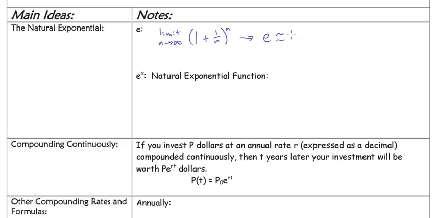And e is approximately 2.71828. And again, it keeps on going forever. It's irrational, but it just has some really interesting uses in mathematics.